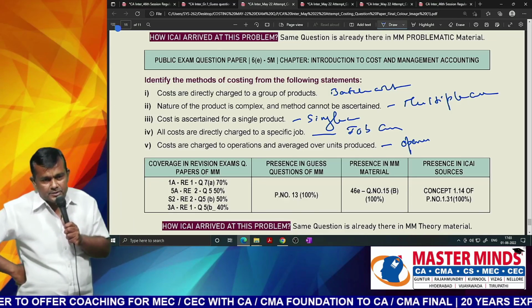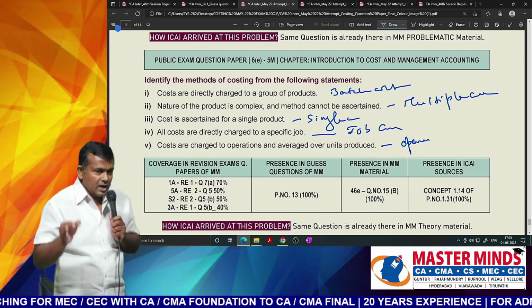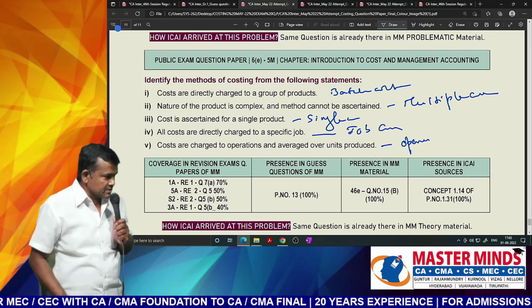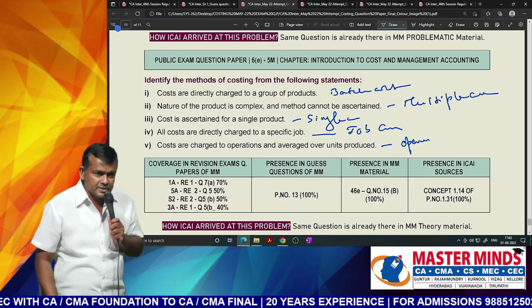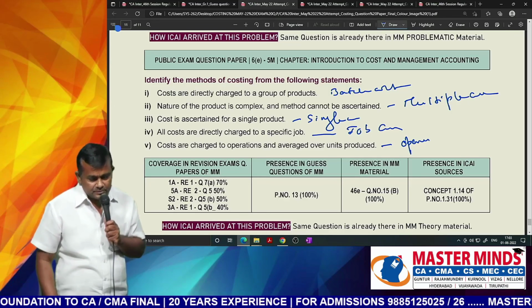Okay. So if you listen to the classes attentively and appear for all revision exams, then you can easily do it, sir. The exam paper is very, very easy. Okay. Right. Thank you.